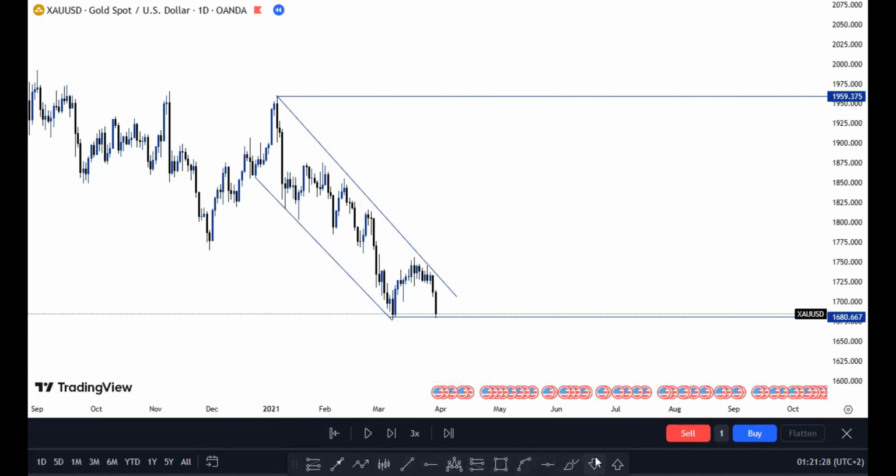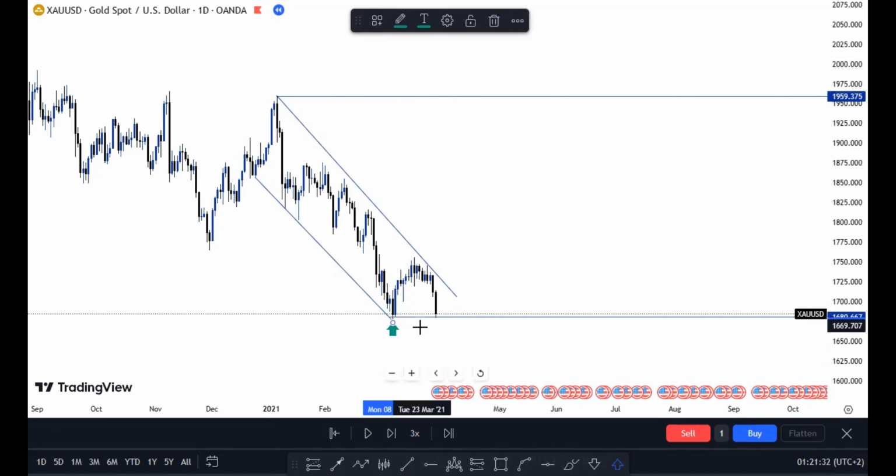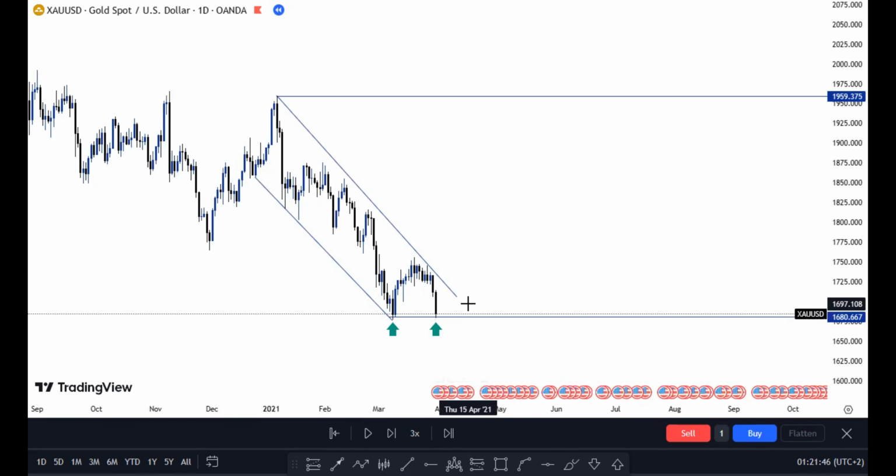As I've plotted my trend lines, I see that the market printed a low here, and then another low here, and another low here. What does this mean? It means that we now have a double bottom. What does a double bottom do? A double bottom reverses the market from the lower part of the structure to the upper part of the structure.